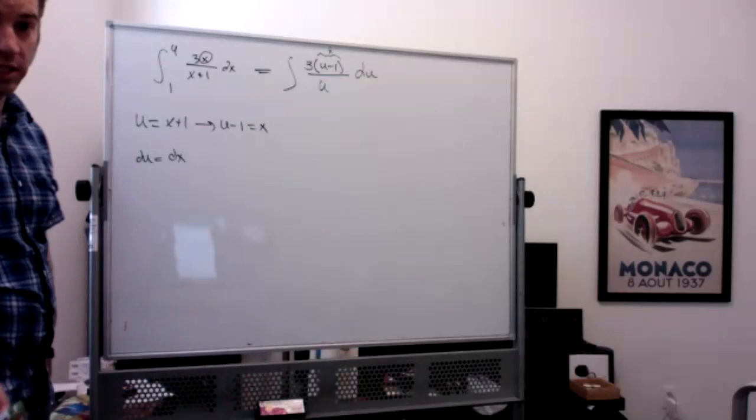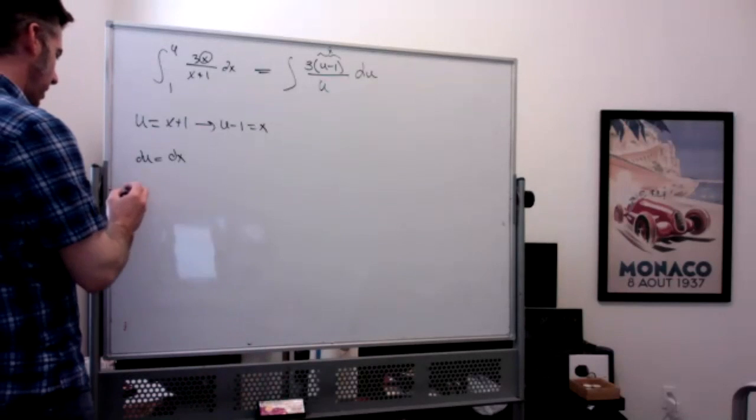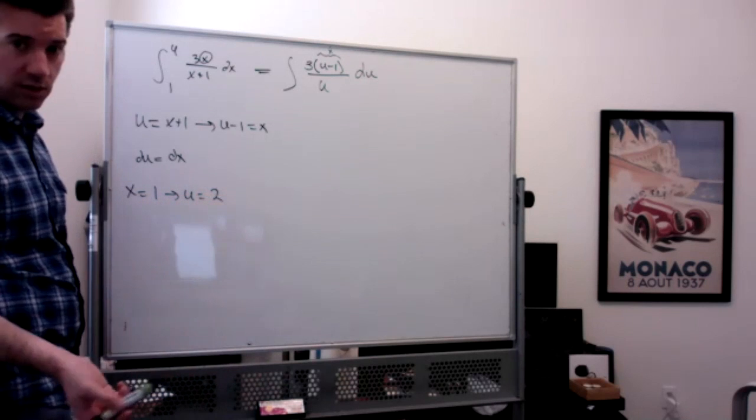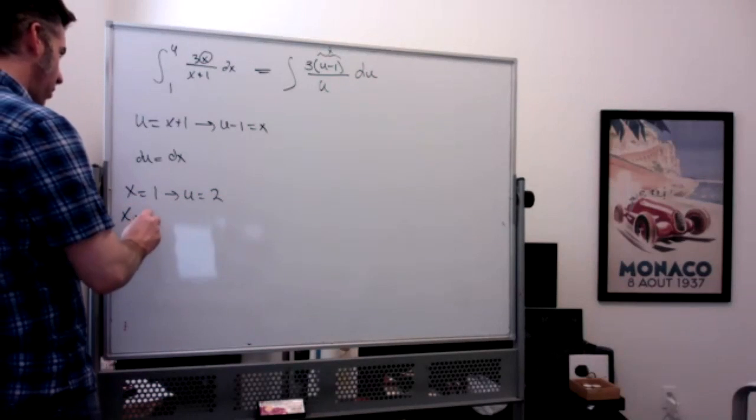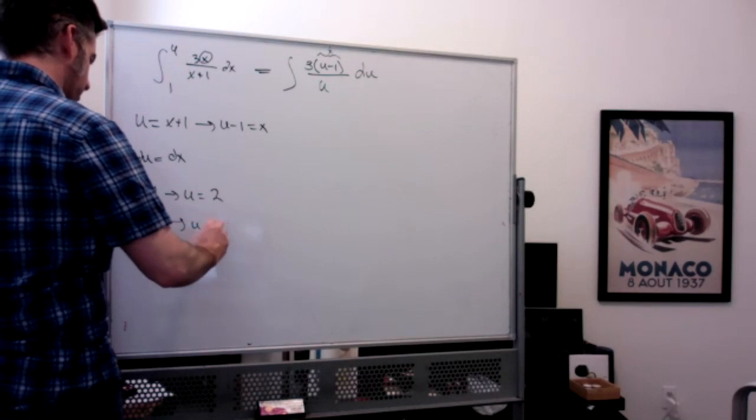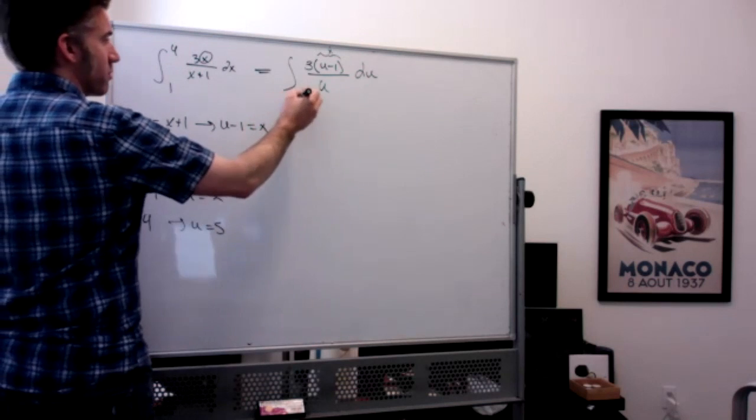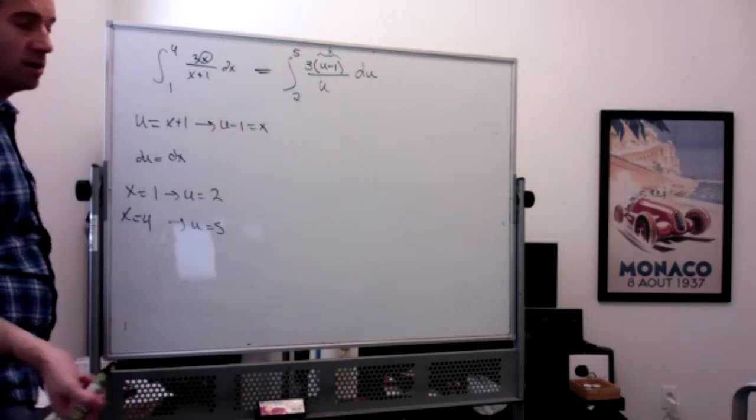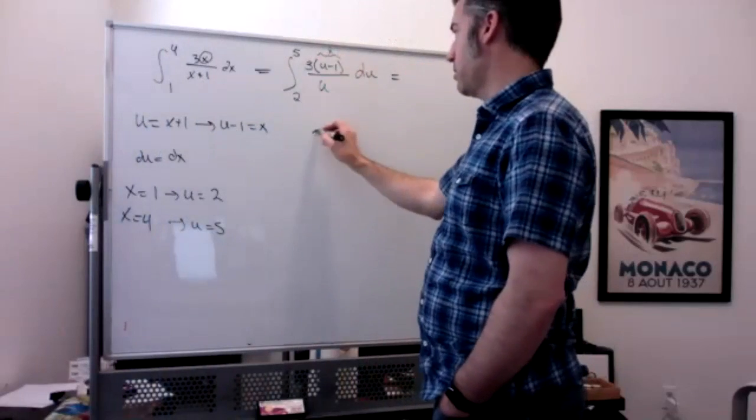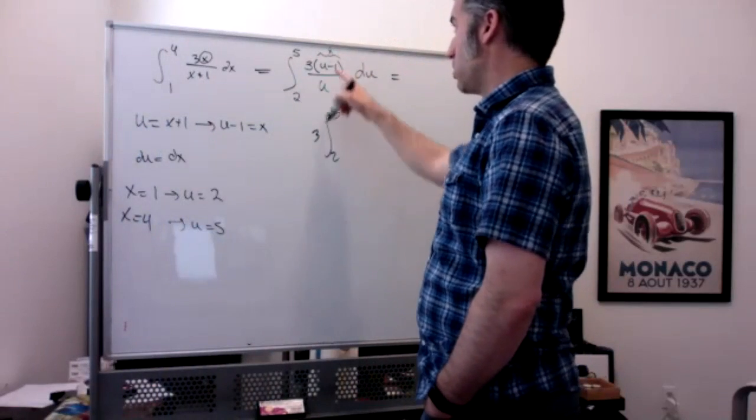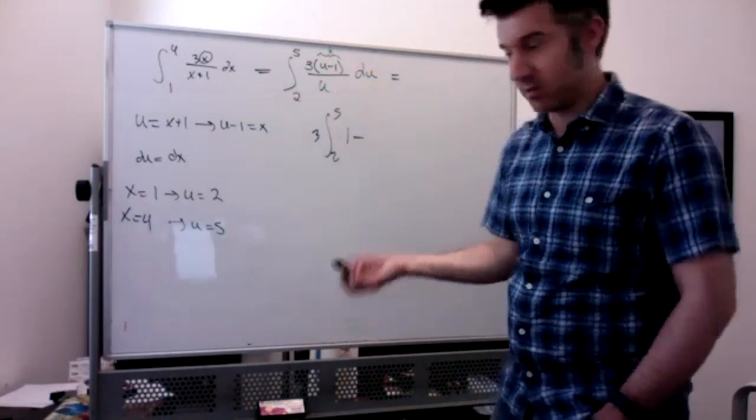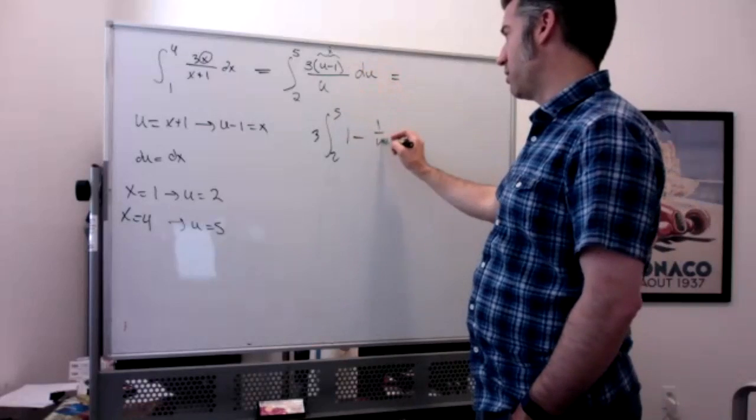And I would also change our limits of integration. So if x equals 1, u is going to be 1 plus 1, which is 2. And if x equals 4, u is going to be 1 plus 4, which is 5. So now we can factor out the 3. u divided by u is 1. It seems like this one comes up a lot with the back substitution. 1 divided by u is 1 divided by u.